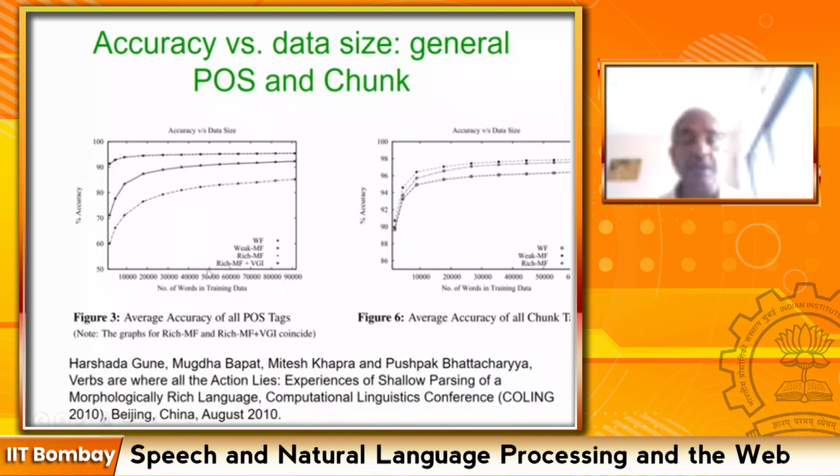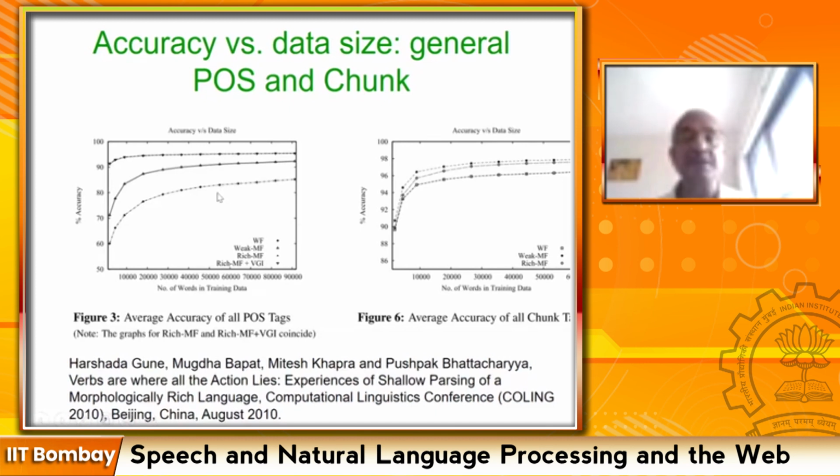So we showed that with about 50,000 words in the training data, we have an accuracy of close to 80% for part of speech tagging in Marathi. But even with very weak morphology, just break the word into two parts, its stem and the suffix, we can achieve an accuracy of 85% for the same amount of data. And if we use rich morphology, I'll explain what is rich morphology, then the accuracy jumps to above 90%.